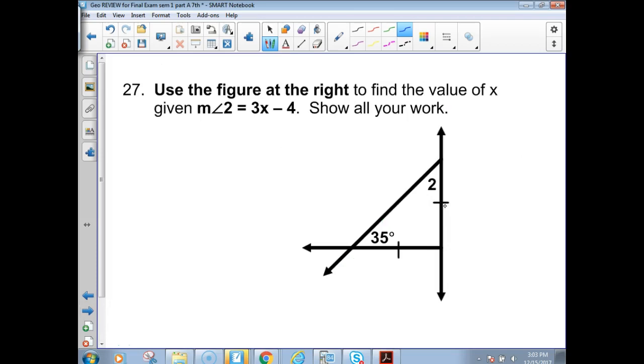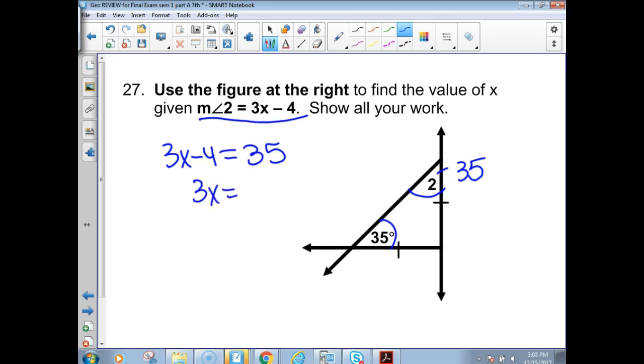All right, so we've got an isosceles triangle here. As soon as you see an isosceles triangle, then base angles are congruent. So that means angle 2 is also 35. But then they said the measure of angle 2 is 3x minus 4, so we need to take the 3x minus 4 and set it equal to 35. Okay. Then we can just solve by adding 4. That gives us 39, and then divide by 3, we should get x is 13.